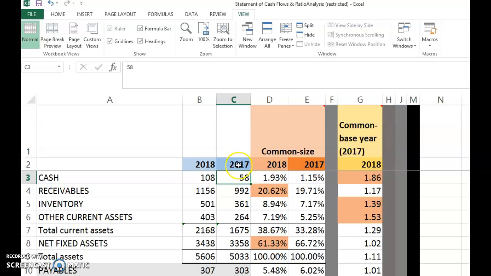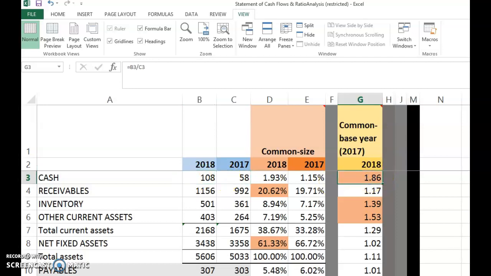Note that the base year is 2017. So the denominator must come from the base year. The numerator is always in the year where you want to determine the value. So it is 2018, divided by the value in 2017. So 108 divided by 58.